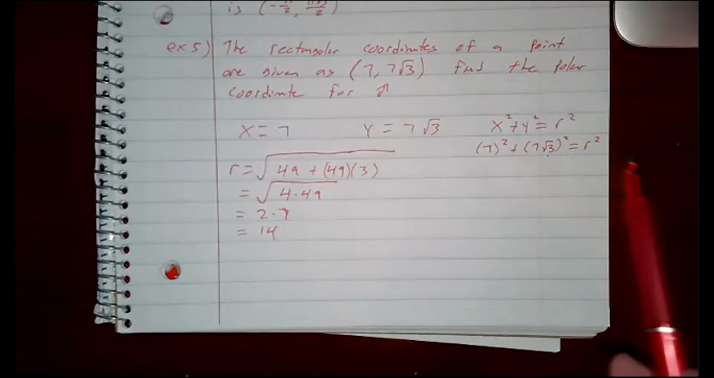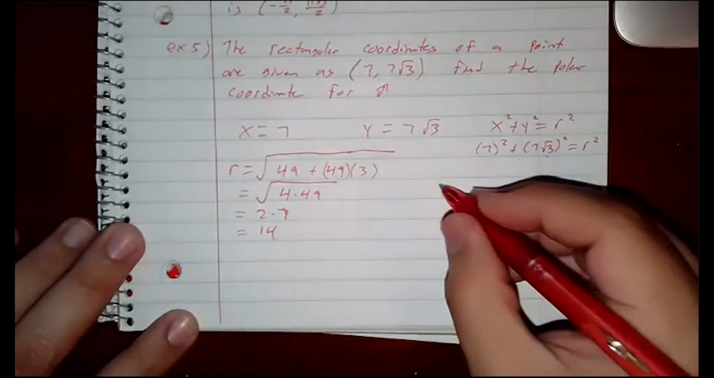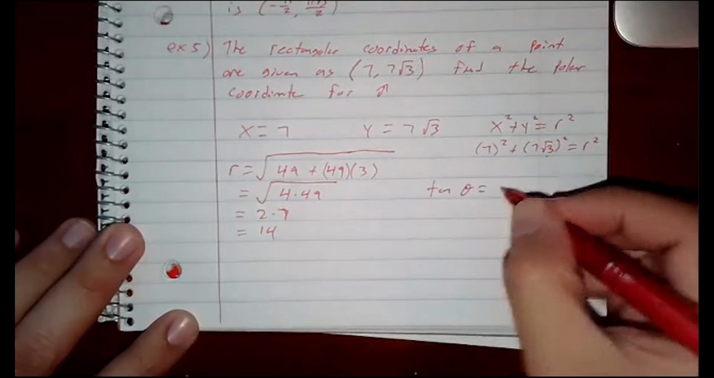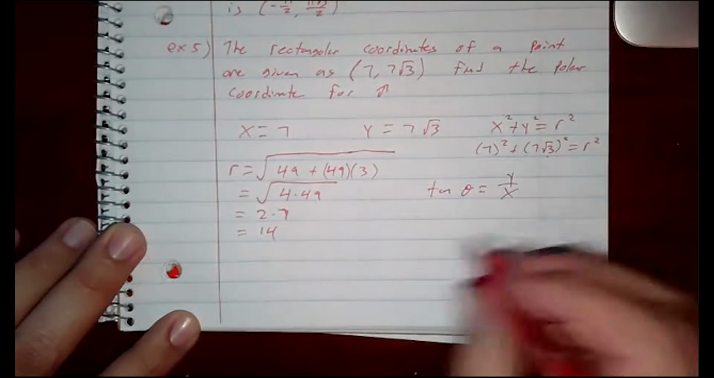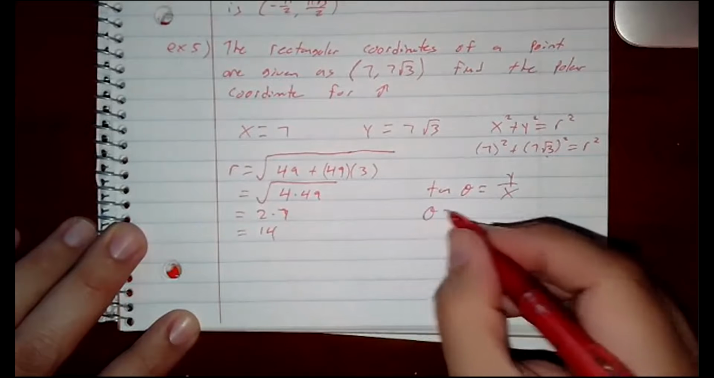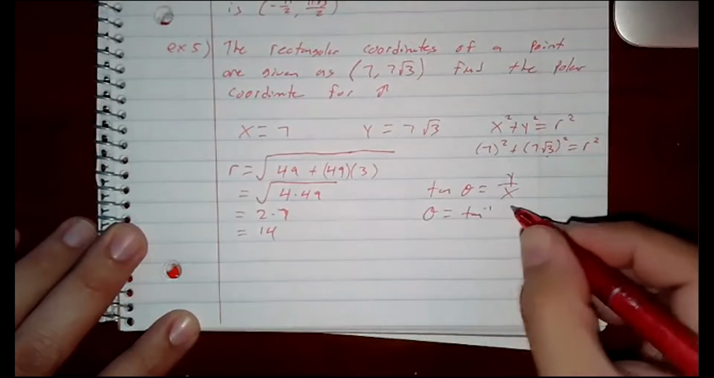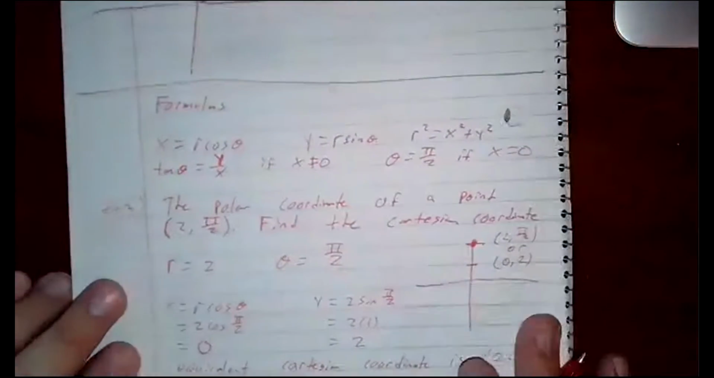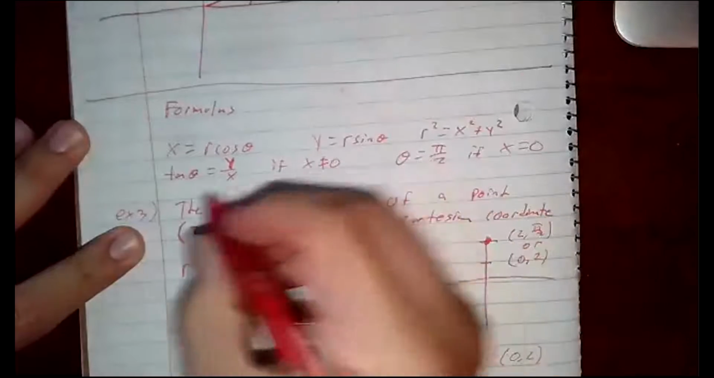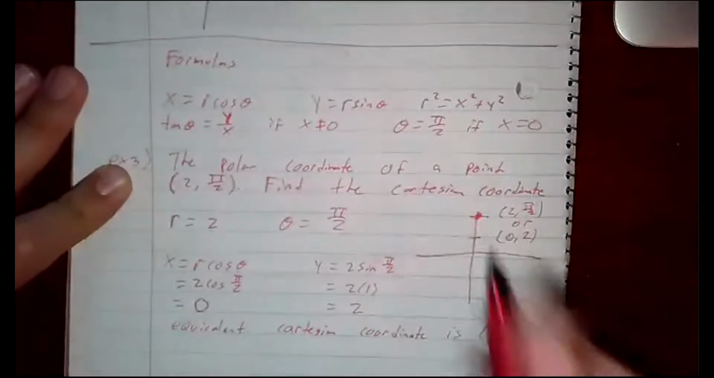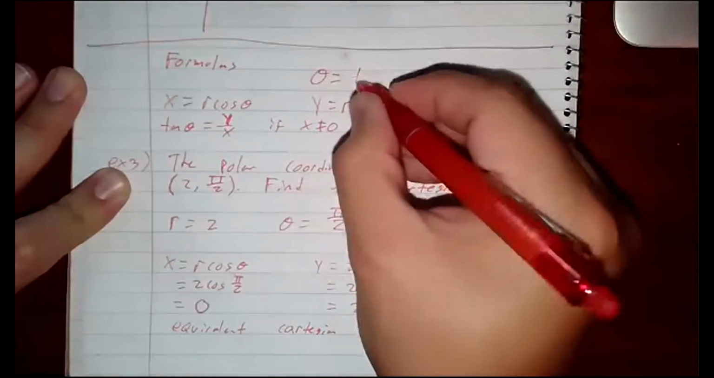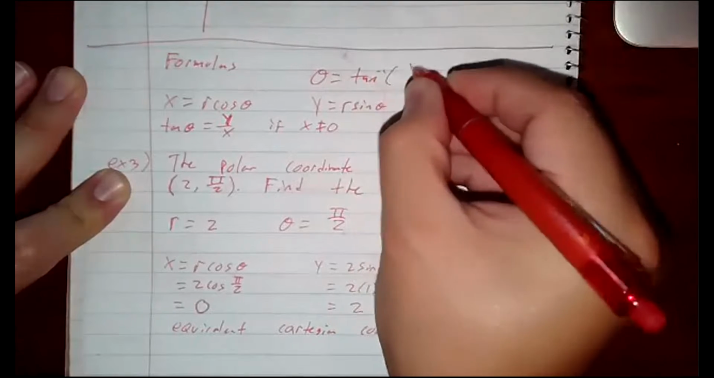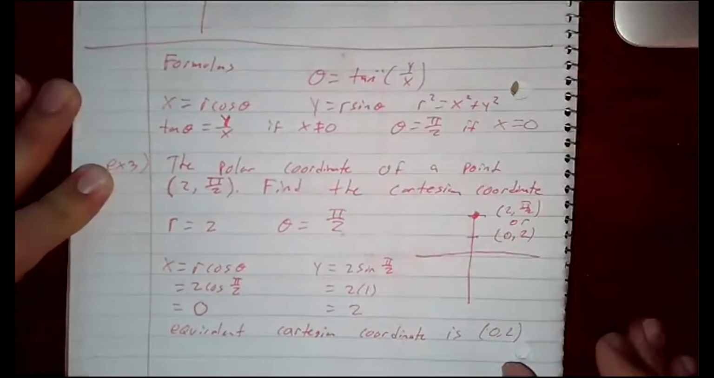Okay, so the formula earlier said that tangent of theta is equal to y over x, right? So that would mean that theta is equal to tan inverse of y over x. So let's go back to the notes over here. I'm gonna make an extra formula here. Theta is equal to tan inverse of y over x. That's what I'm using. I forgot about that one.